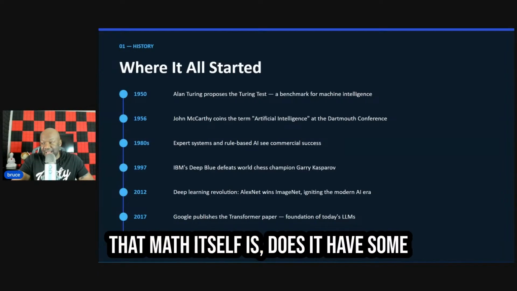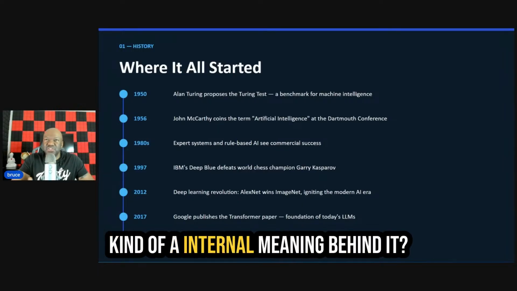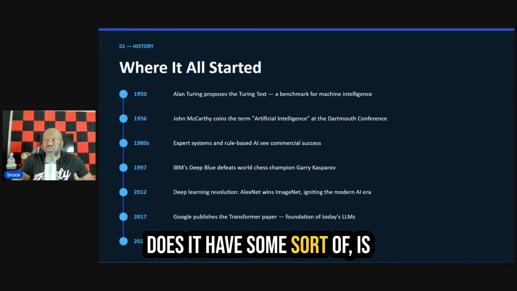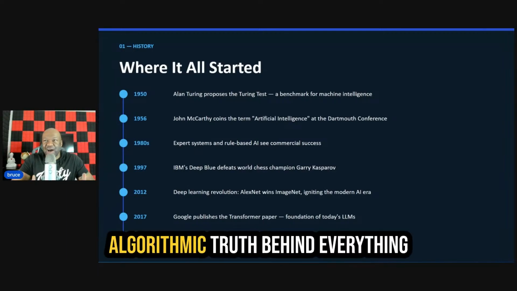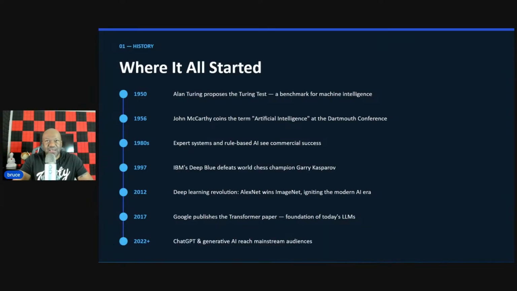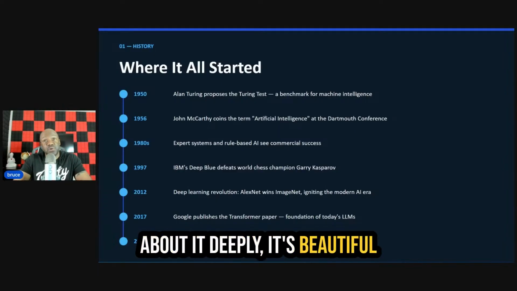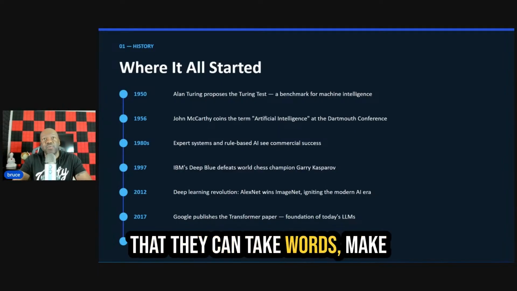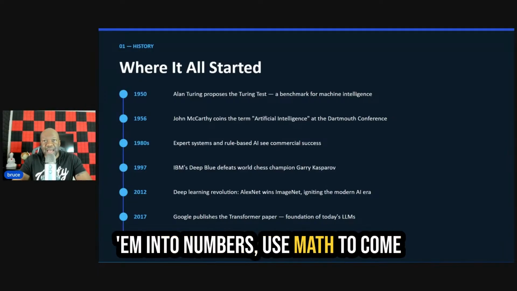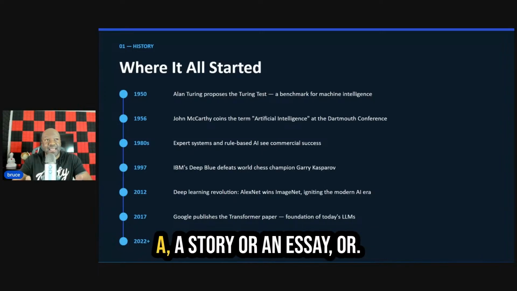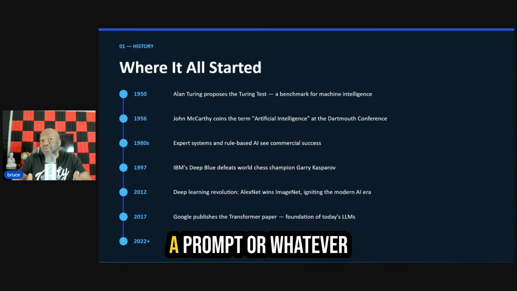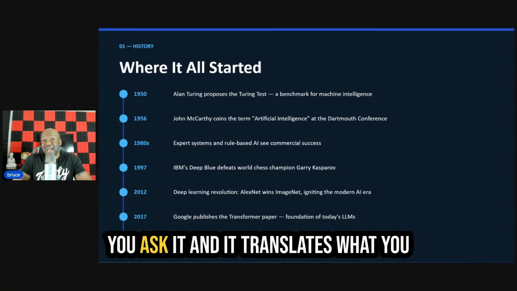And if you think about it, it means that math itself, does it have some kind of internal meaning behind it? Is there some type of underlying algorithmic truth behind everything that's related to symmetry? I mean, if you really think about it deeply, it's beautiful that that's even possible, that they can take words, make them into numbers, use math to synthesize a story or an essay or a prompt or whatever based off of something you ask it.